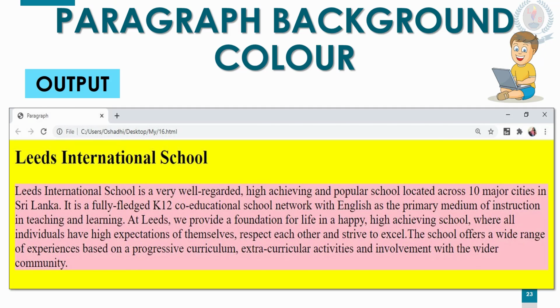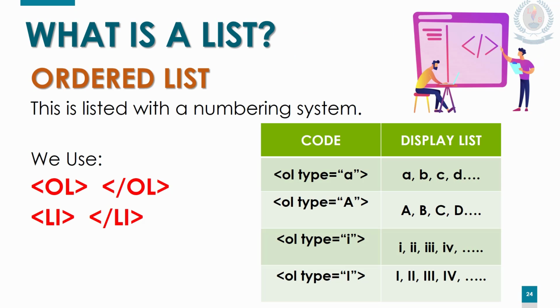Then what is a list? A list can be ordered or unordered. Here we are going to look at the ordered list. That means you have to have an order in your list. So you are going to use the OL tag, that stands for ordered list, and then LI, that is to type the list. So this is how.